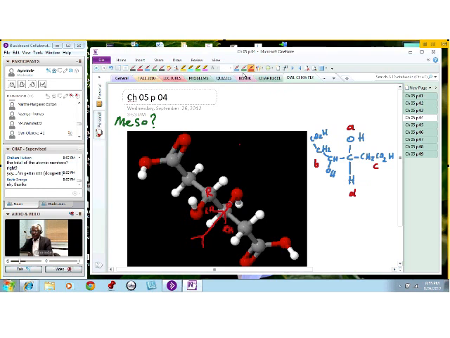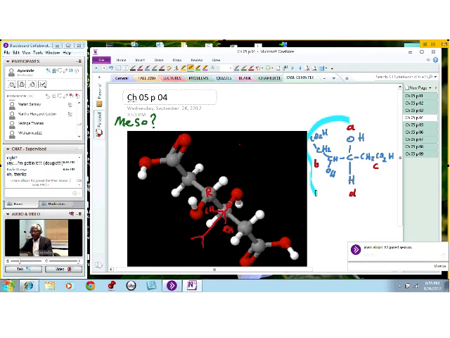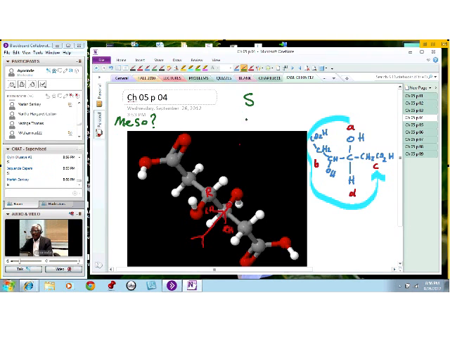Okay, so now what do we do? We make our motion from A, we go through B to C, and we ignore group D. That motion, right now, is counterclockwise, and therefore that is S. And then we look at the group of lowest priority. The group of lowest priority here is going away from us because it is in the vertical position of a Fischer projection. So therefore it is actually S. So we keep the S.